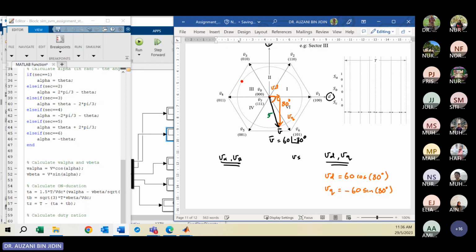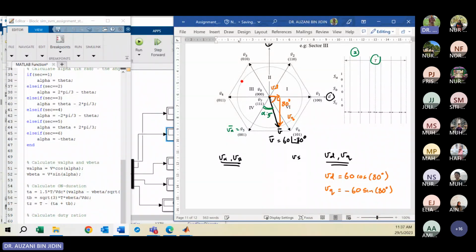Sector 5. So the first adjacent vector to be selected within a switching period, meaning in interval number 2, in this case is V5, right? V5. The angle you can define is the difference between the space vector and V5. So this is your alpha. From here, alpha can also be defined as the difference between the space vector and VA, or the alpha axis.